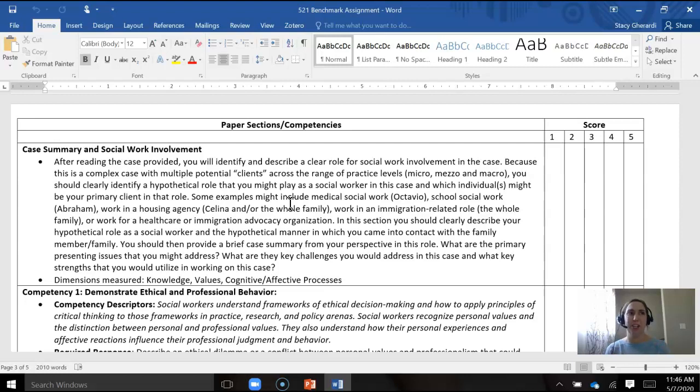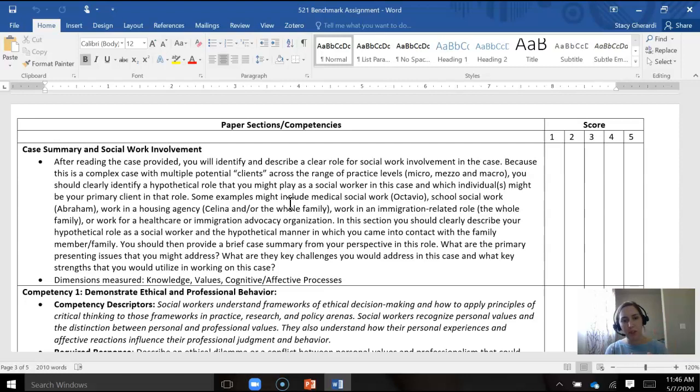You're going to envision, here's how I got to know this individual or this family. They came into my housing agency looking for support. The child is a child at the school I work at, the father came into the hospital I work at. You're going to envision a particular social work role. And you're going to summarize the case from that perspective.